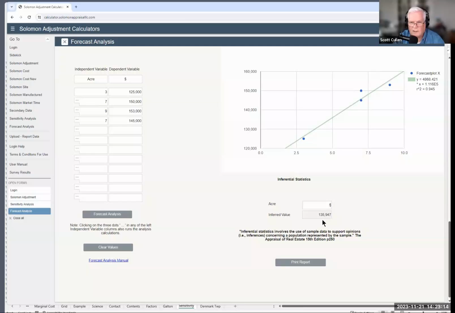But it says that the inferred value of that site is $136,000. There's a 0.95 coefficient of determination. The value of each acre is $4,900, and the cost, or excuse me, it's $112,000 just for the right to build a house in this area. This 1.12e5 is scientific notation for $112,000.